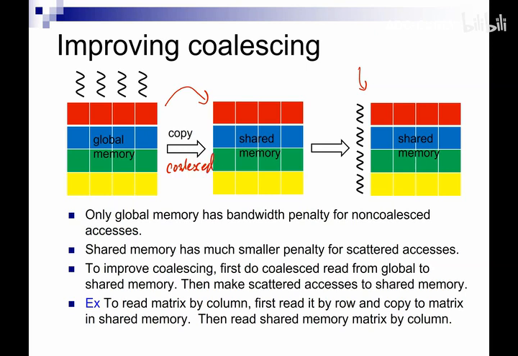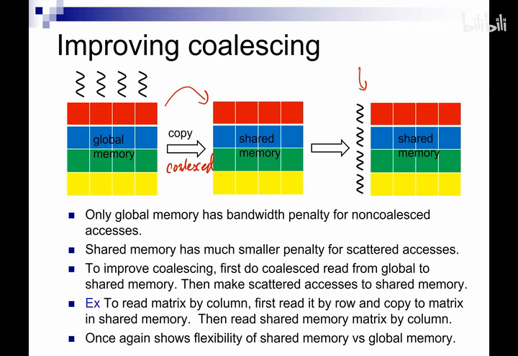Okay, and then once you've got it into shared memory, now you can read it column by column. So shared memory does not have this issue about memory coalescing. Memory coalescing is only an issue for global memory. So therefore, we get it into shared memory, and now we read it column by column, and we don't have any performance penalty. So that's our example for memory coalescing.